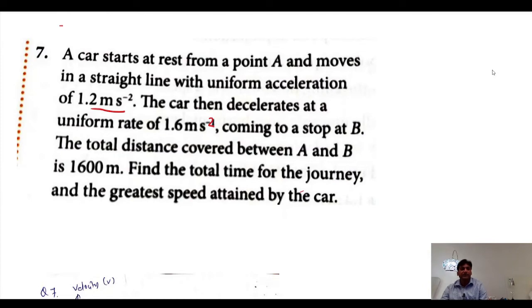Okay, so again, the car then decelerates at a uniform rate of 1.6 meter per second square, coming to a stop at B. The total distance covered between A and B is 1600 meter. Find the total time for the journey and the greatest speed attained by the car. So this is a kind of simple question. Let me explain over here.